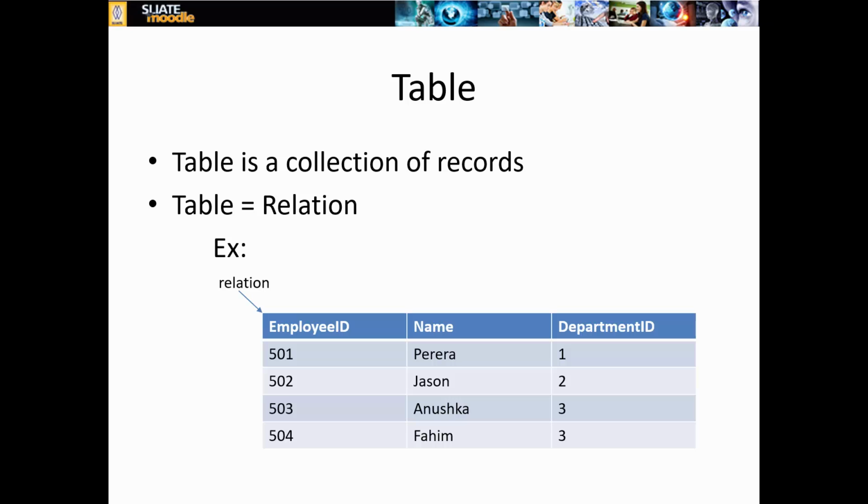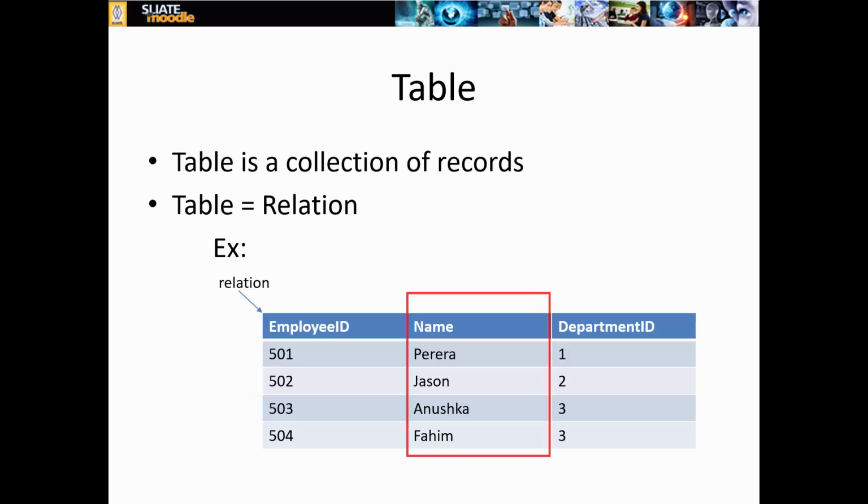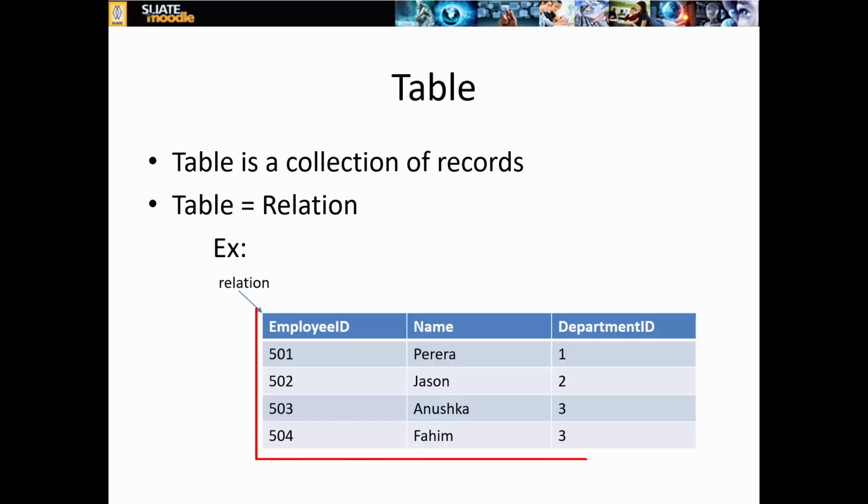Next, we are going to talk about tables. In a relational database, we represent entities using tables. A table is a two-dimensional grid which contains rows and columns. For example, this is the relation employee. Here we have 3 columns and 4 rows. The first row is used to mention the column names, and the rest of the rows contain data about employees.